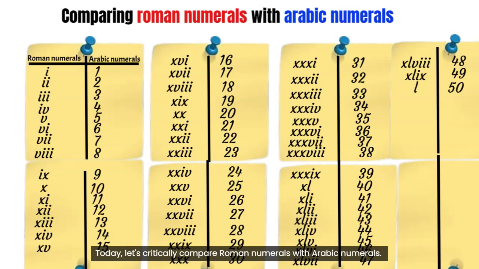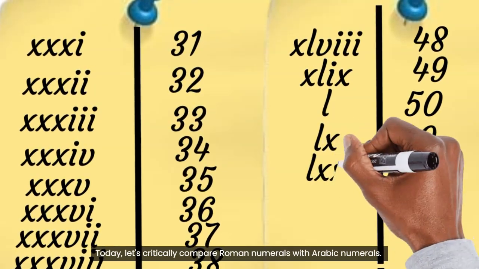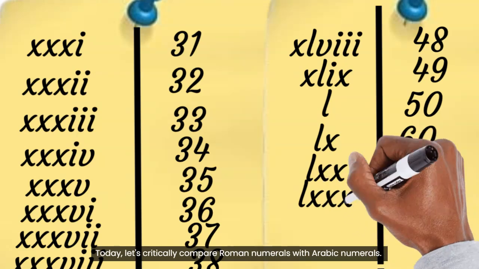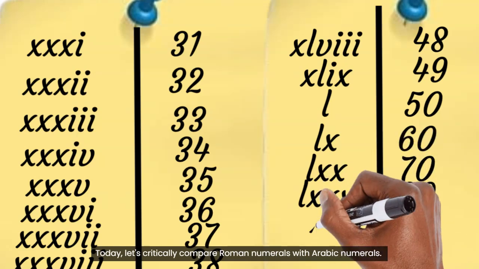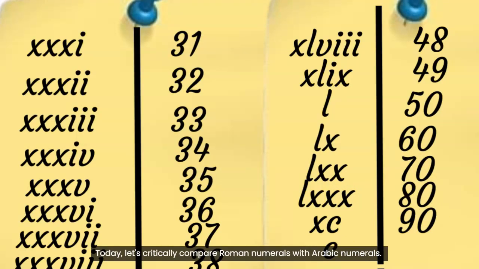Notice that for every 4 and every 9, the Roman numerals introduce another standard Roman numeral. Now, let us move in tens from L, which is 50, to C, which is 100. L 50, LX 60, LXX 70, LXXX 80, XC 90, C 100.